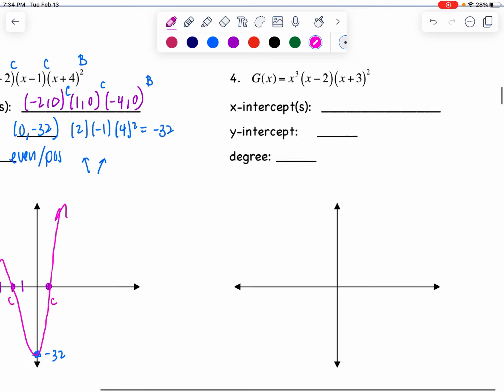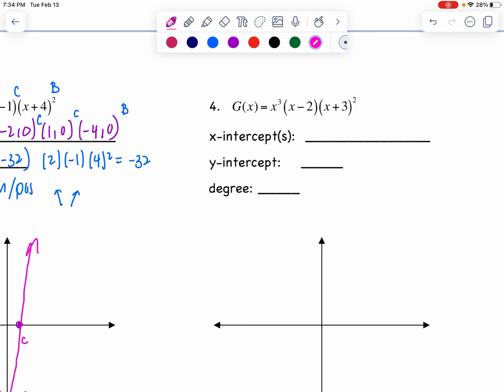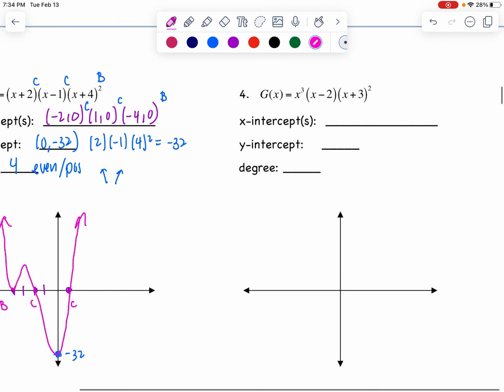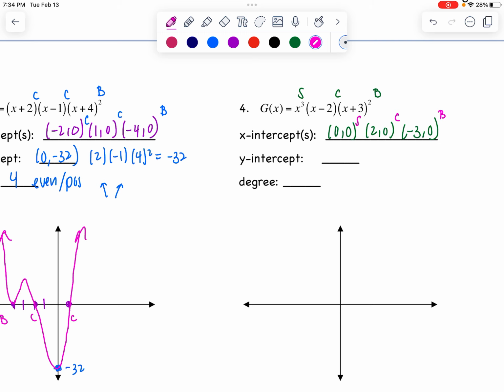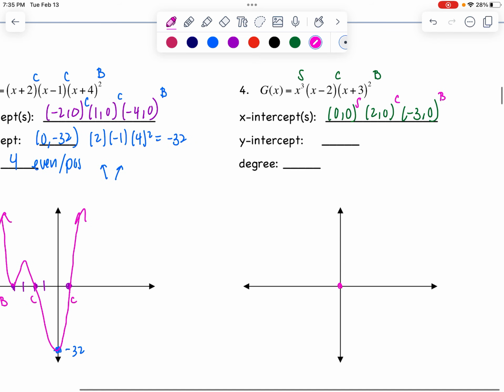All right, number 4. This is when we're going to implement a squiggle. So we see the x cubed. This is our squiggle. The x minus 2, we have a cross, and then we have a bounce. It looks like we're at 0, 0, 2, 0, and -3, 0. Again, we are doing a squiggle at 0, 0, a cross at 2, 0, and a bounce at -3, 0. So let's go ahead and graph those.